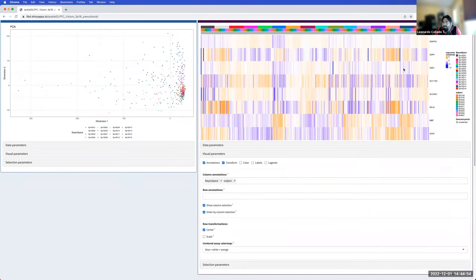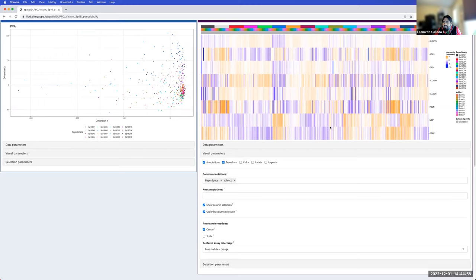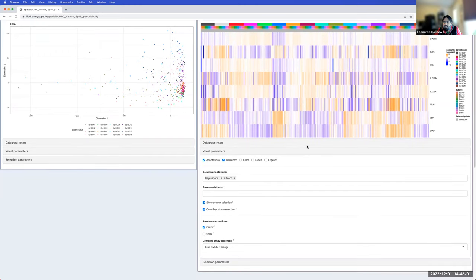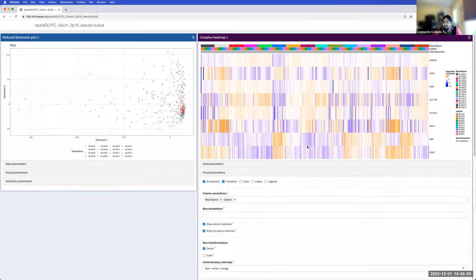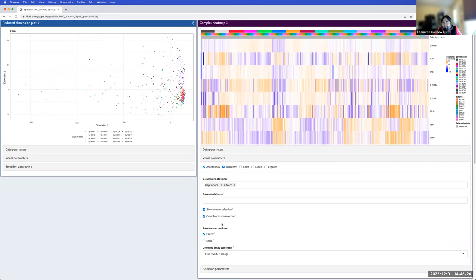So see here, after centering, now we can see a bit more differences between clusters. For example, Reelin, this gene over here, is more highly expressed. That means it's in orange compared to the mean of the expression of that gene on this pink or salmon color cluster.